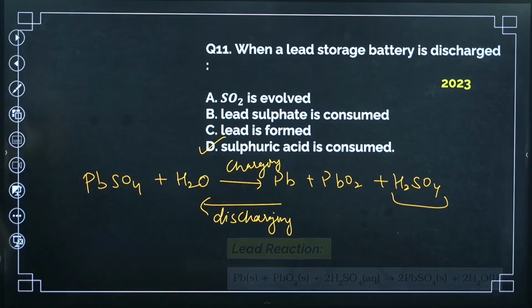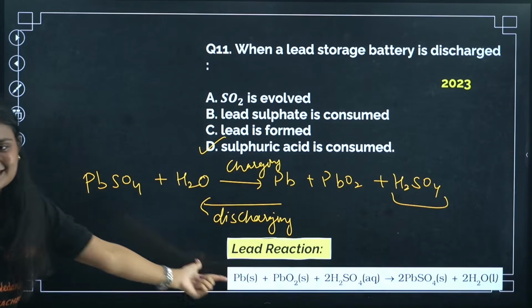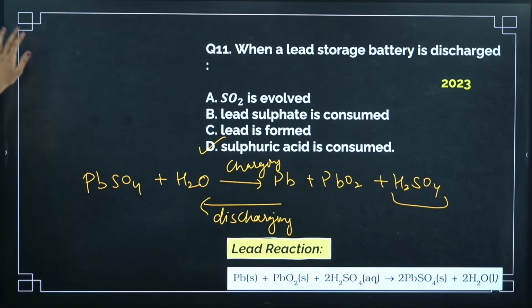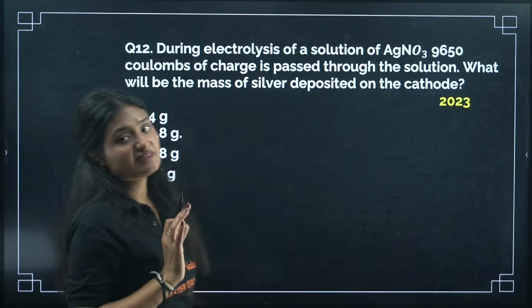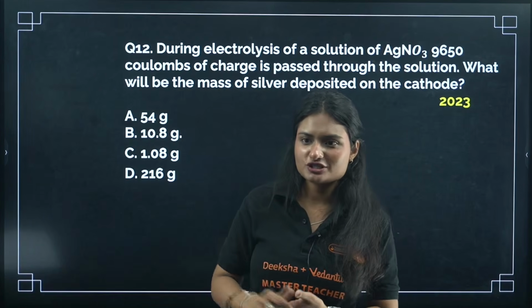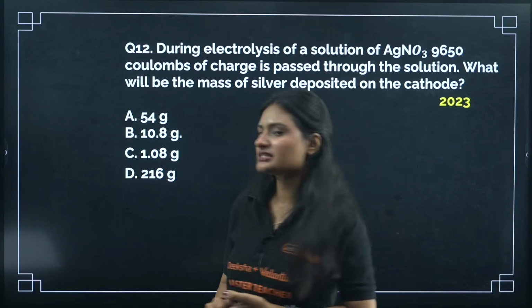Okay, next question. Yes, this is the equation we have. Next question. During electrolysis of solution of AgNO3, 9650 coulombs of charge is passed through the solution. What will be the mass of silver deposited at cathode?